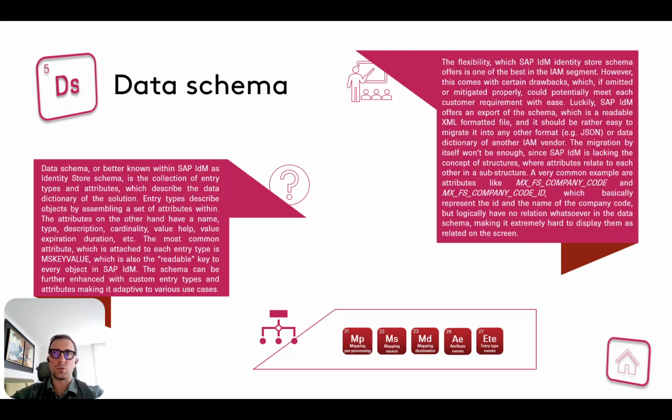As with any other solution, the data schema within SAP IdM is the foundation on which further functionality is built. It defines the data structures and their interrelations which reflect the data model of the customer. In the scope of SAP IdM, those are divided into entry types and attributes. You can think about entry types like objects, for example, an identity, a role, a privilege, and so forth. An entry type contains various attributes which define what the respective object would represent.